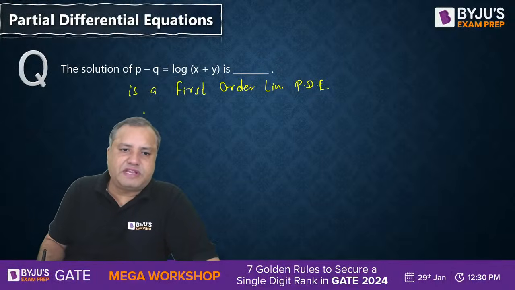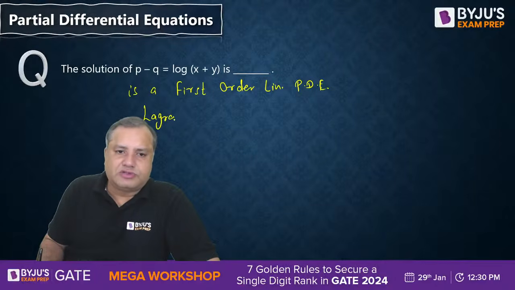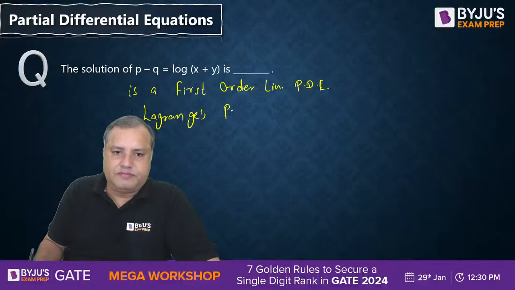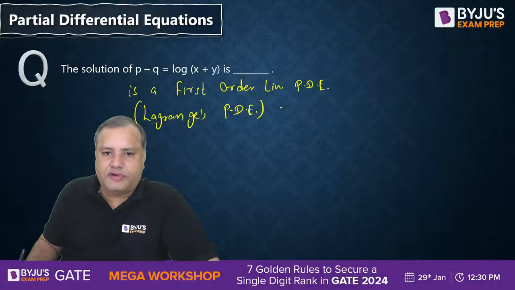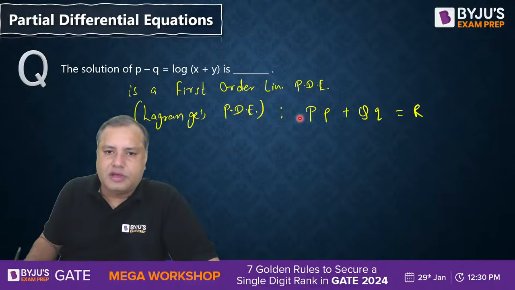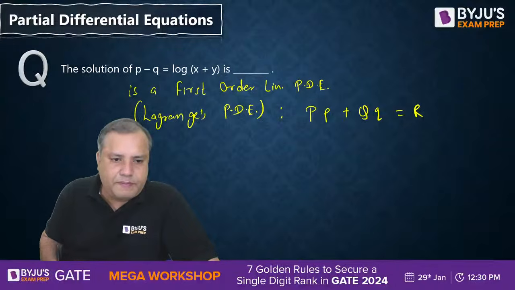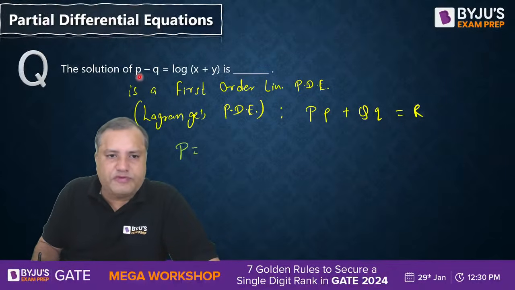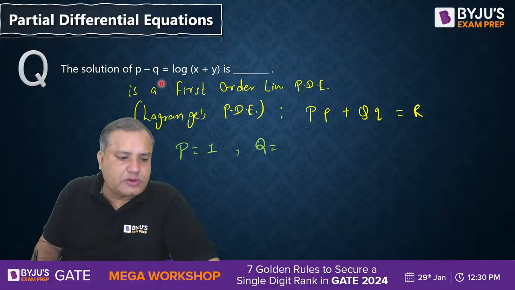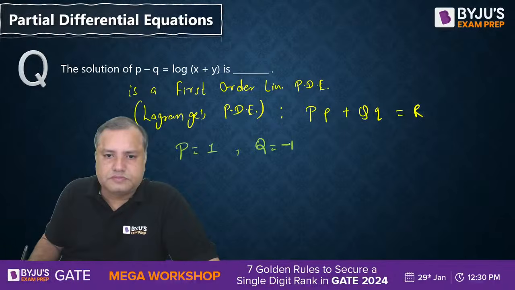Now this partial differential equation was proposed by Lagrange, so it is also called Lagrange's partial differential equation. Now students, we will compare this with the exact format of Lagrange's, Pp plus Qq equal to R. Compare it, what will you get? Capital P is the coefficient of small p. Capital Q is the coefficient of small q. Then the right hand side is nothing but R.